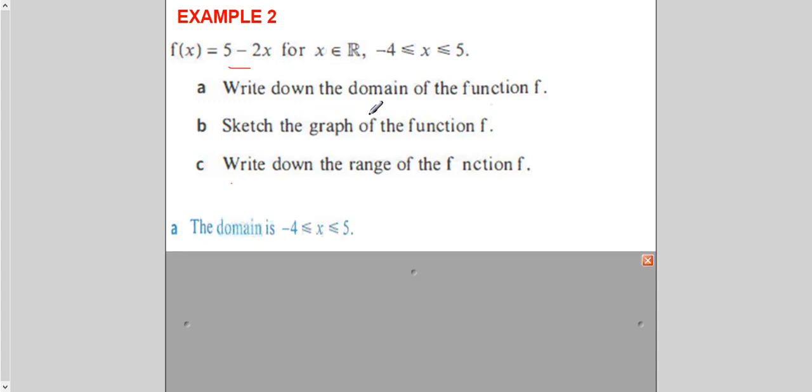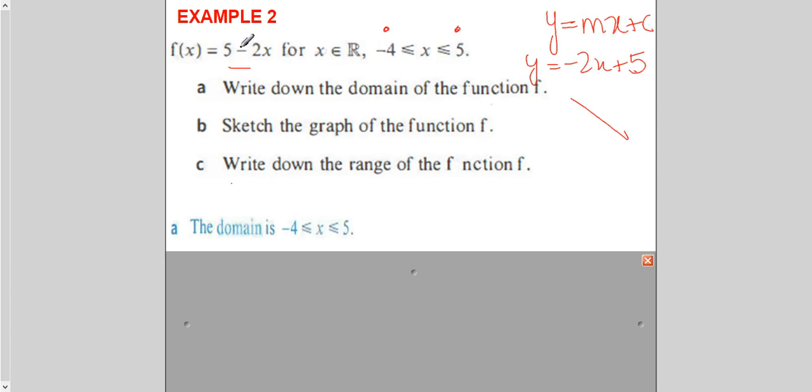Then it is saying sketch the graph of the function f. We know from coordinate geometry that a linear equation is in the form y equals mx plus c. If you see this equation, it is exactly the same thing, minus 2x plus 5. So you know that the curve will pass through 5 and it will have this type of shape because the gradient is negative, right?